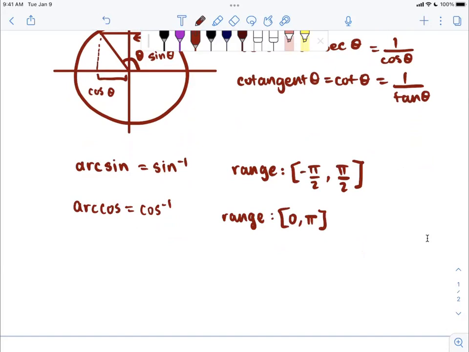And finally, for arctan, or the inverse of the tangent function, the range is going to be between negative pi over 2 and pi over 2, but this time we don't actually include the endpoints. The reason for this is that tangent of negative pi over 2, or pi over 2, or any odd multiple of pi over 2 is not defined, because it's sine over cosine, but cosine of pi over 2 is 0.